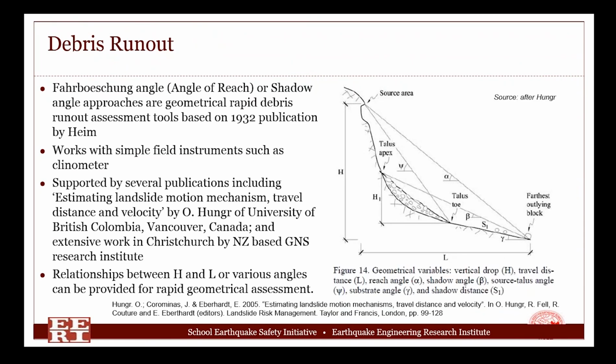How can we actually be sure that is the case? Well, we use tools like the Fahrböschung angle, sometimes referred to as angle of reach or shadow angle approaches, which are based on work in the Austrian Alps about 100 years back. These tools work very well with simple clinometers or smartphones, and a very good publication that summarizes various mechanisms for rapid assessments is by Hungr from the University of British Columbia.